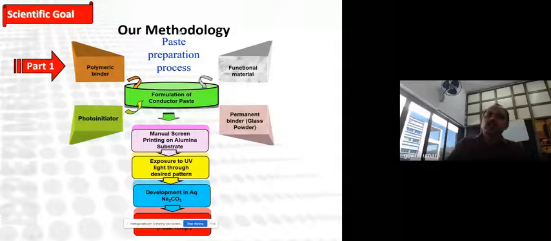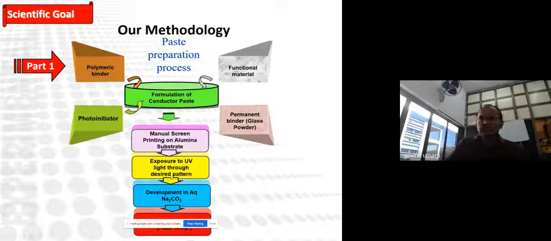So once all these ingredients are mixed thoroughly, then the formulation comes, and rheology technology comes into the picture. We have to adjust the viscosity to get an ultimately printable form. After we achieve the rheology, we need to screen print, then expose through UV light through the desired pattern, then develop with an aqueous developable solution.